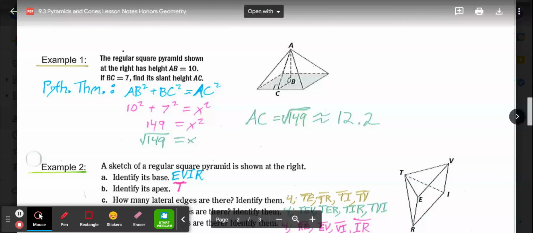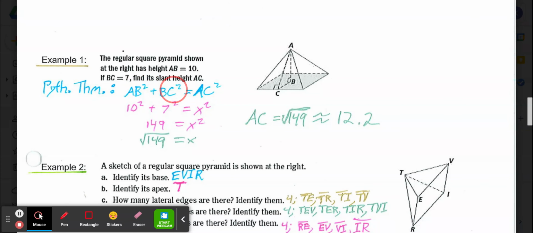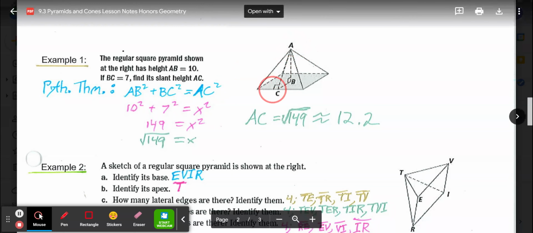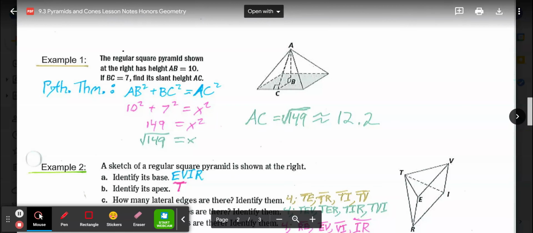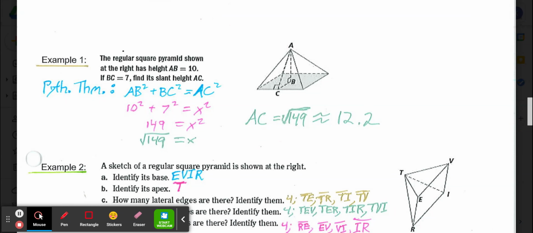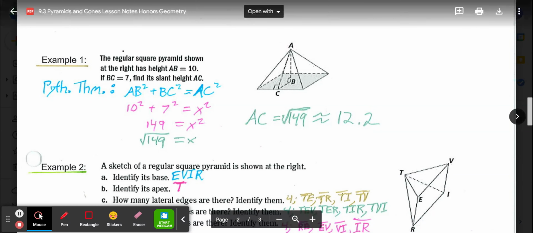So we're simply going to use Pythagoras' theorem. So we know AB squared plus BC squared has to equal AC squared, because AC is the hypotenuse of that right triangle. So 10 squared plus 7 squared is x squared. So x squared is 149, meaning our length of AC, which is x, is the square root of 149, or approximately 12.2 units.